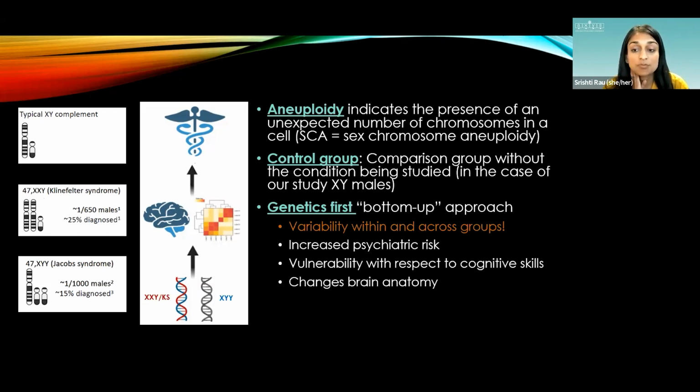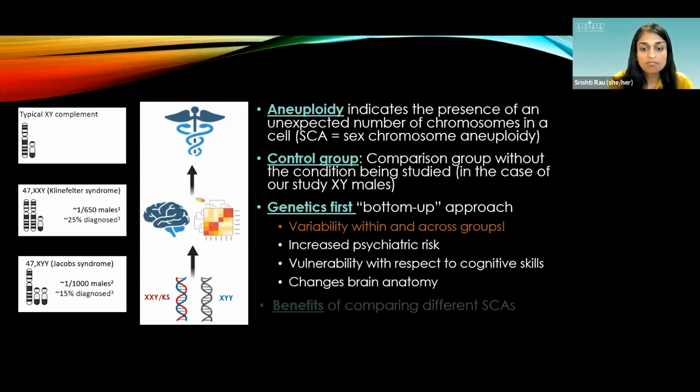So using the genetics first approach, it's particularly helpful to psychiatry because prior research that has looked at groups of individuals with Klinefelter's and XYY generally demonstrates that the addition of sex chromosomes increases psychiatric risk, creates vulnerabilities in aspects of cognitive skills, particularly language-based skills, and results in changes in brain anatomy. And the benefits of this is that it allows us to determine whether different SCAs can result in risk for different aspects of psychopathology, and whether the impact of increased psychiatric risk affects other aspects of functioning in the same or different ways across the SCAs.